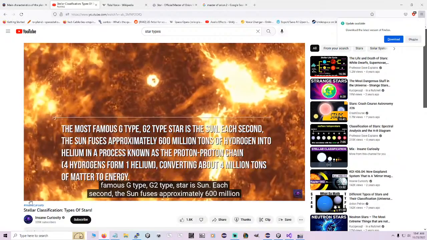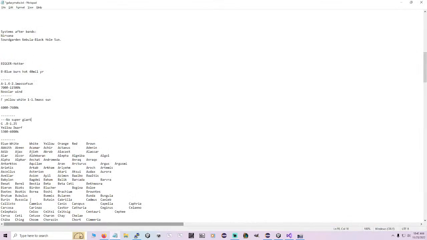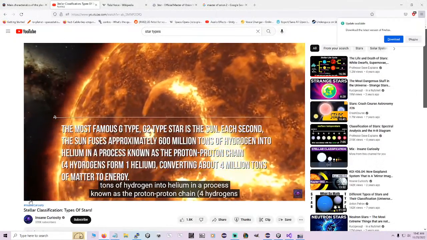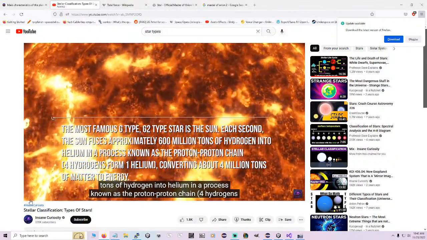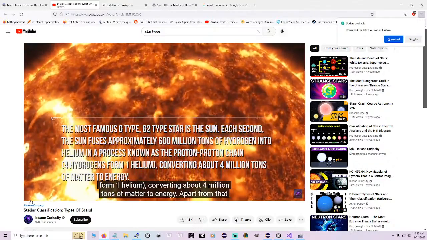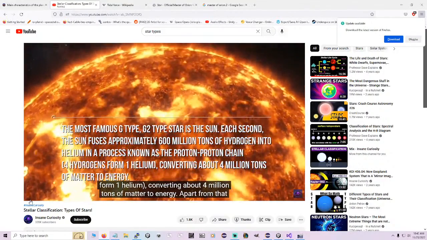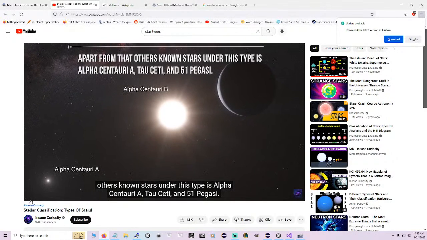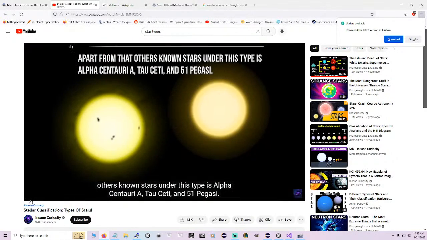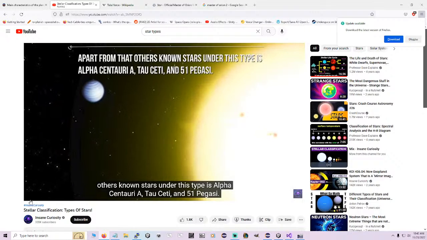Each second, the Sun fuses approximately 600 million tons of hydrogen into helium in a process known as the proton-proton chain. Four hydrogens form one helium, converting about 4 million tons of matter to energy. Apart from that, other known stars under this type are Alpha Centauri A, Tau Ceti, and 51 Pegasi.